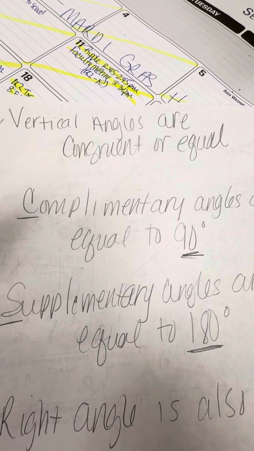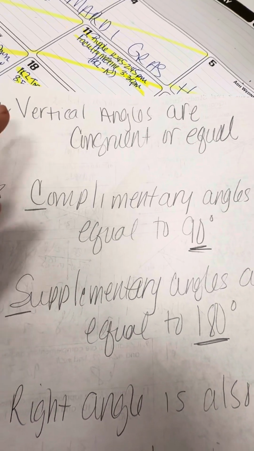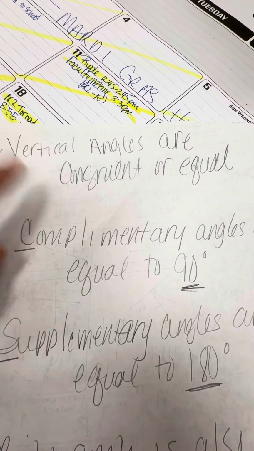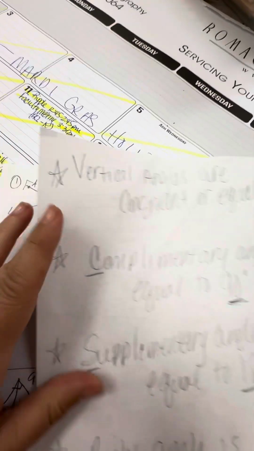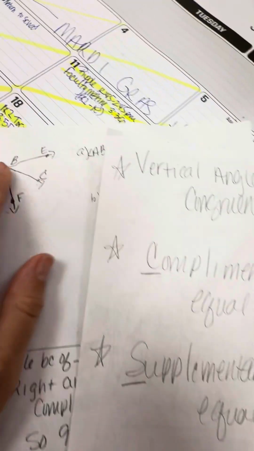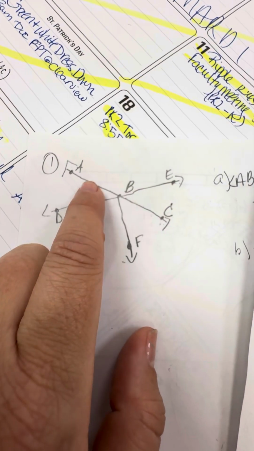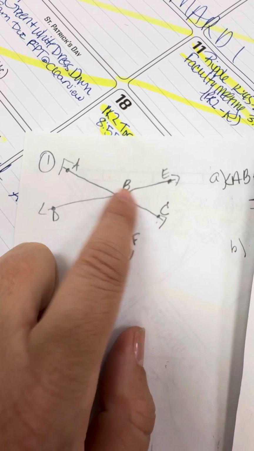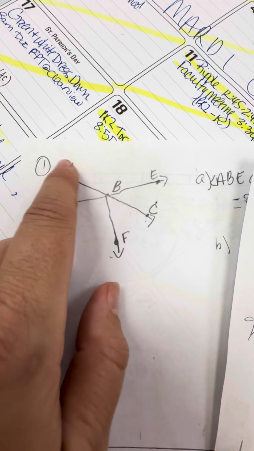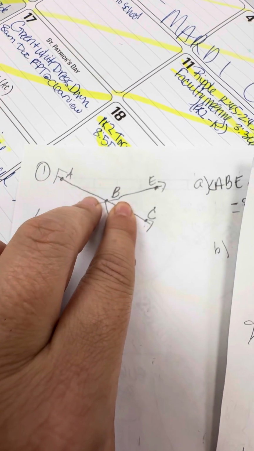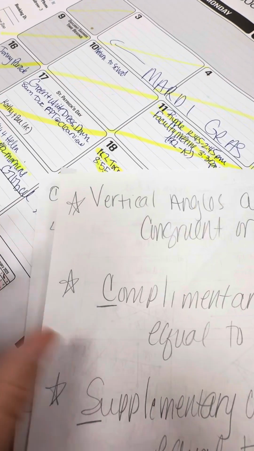So let's just quickly go over definitions, and then I'm going to show you examples. Vertical angles are congruent or equal to each other. Vertical angles are across from each other, where two lines intersect and their angles are exactly across from one another, and they're equal to each other.